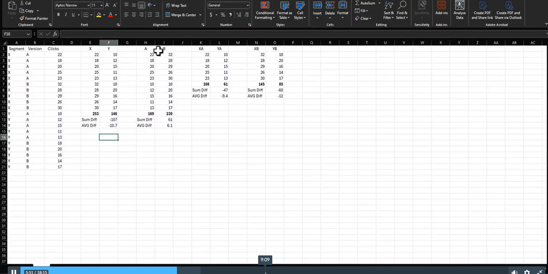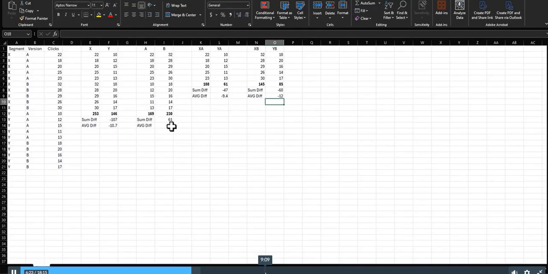The difference for A and B is 61, meaning that the sum is 61 greater for B than for A. And then the average difference is 6.1, meaning that the mean for B is 6.1 larger than the mean for A. Same thing over here. We have a negative summative difference between YA and XA, and a negative average difference between YA and XA, which we would expect.